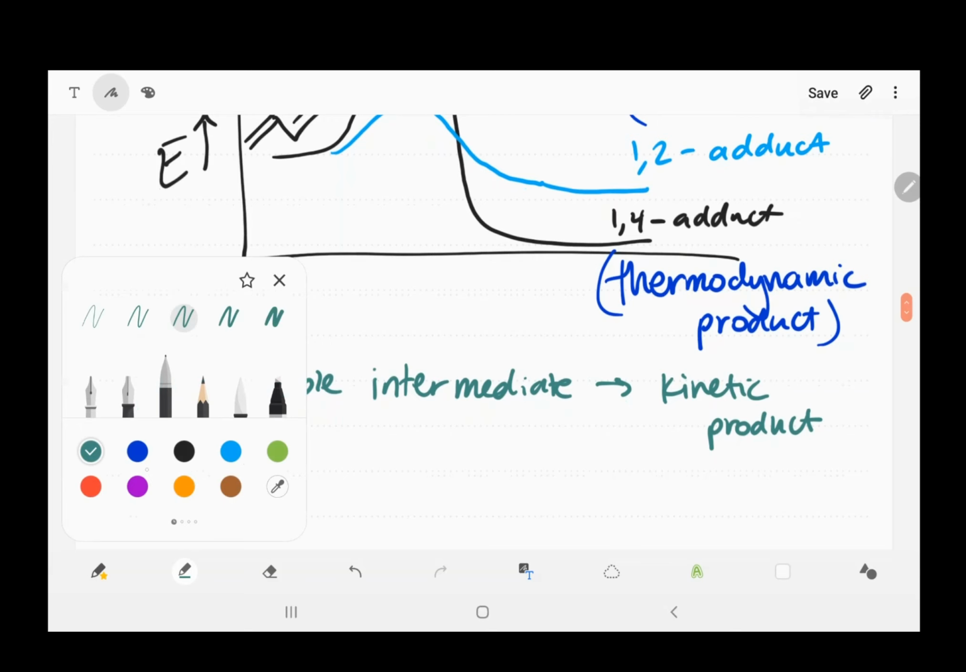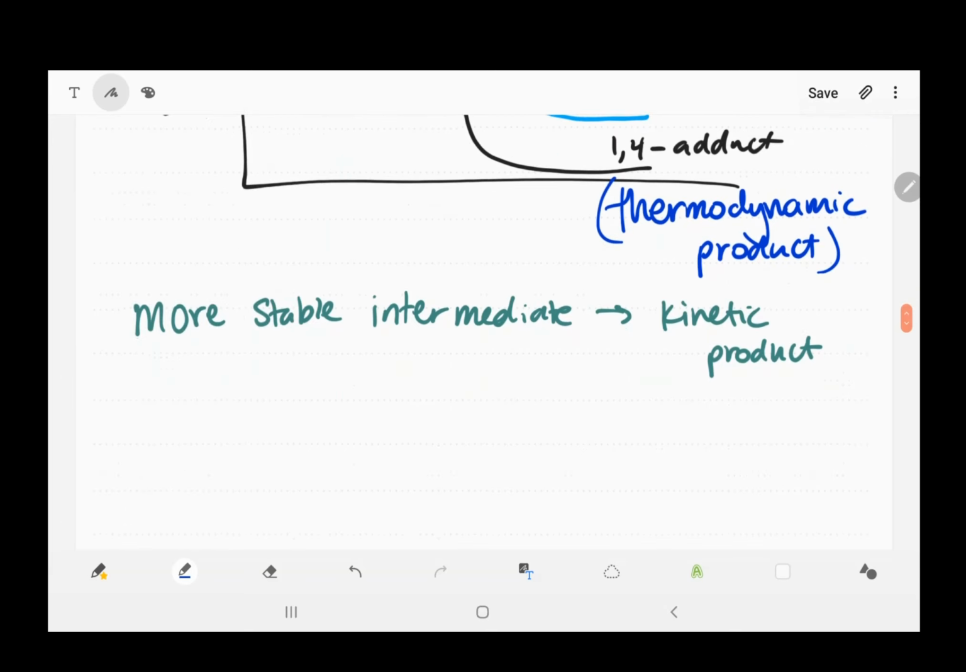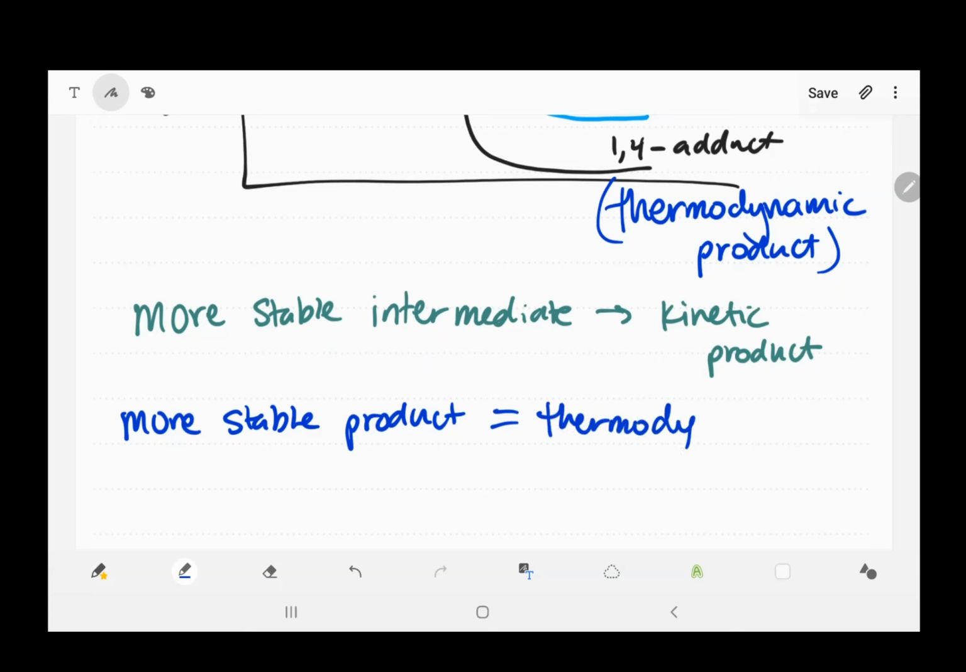And if we take a look at the opposite side, the more stable product, in this case we're looking at the more substituted alkene, is what is called the thermodynamic product. So again, the more stable intermediate leads to the kinetic product. They're not the same because it's an intermediate, right? But the more stable product is your thermodynamic product.